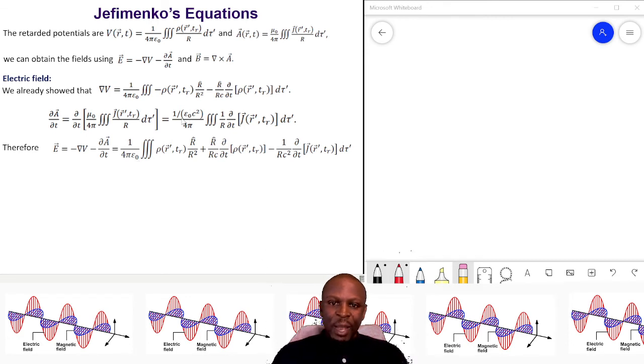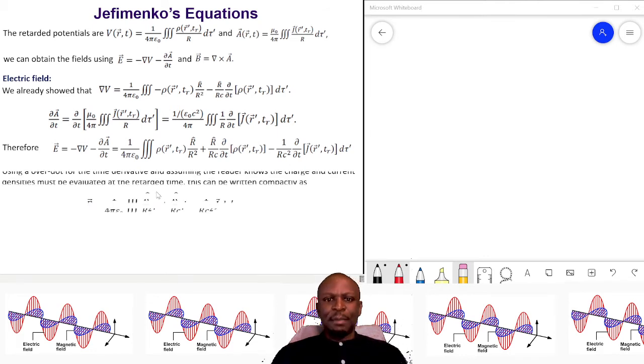Now, that is why I'm actually using this mu naught. I want to write mu naught in terms of the epsilon and the C squared. So that's why now I'm factoring this out, and this is what I'm going to have for the electric field. Now, what is the magnetic field?